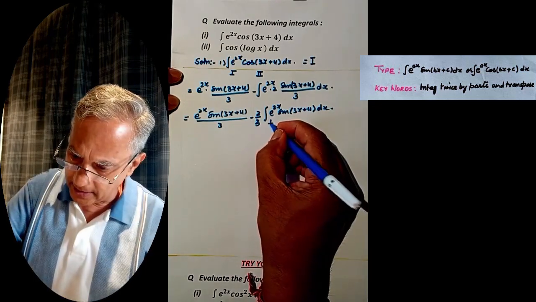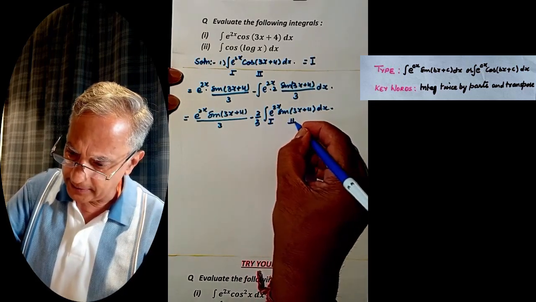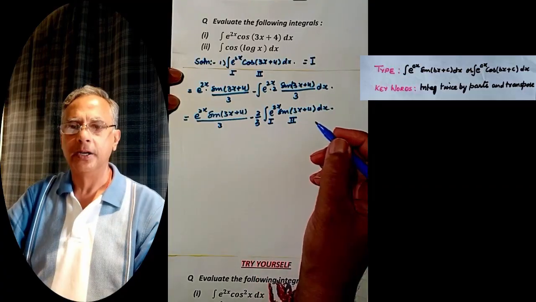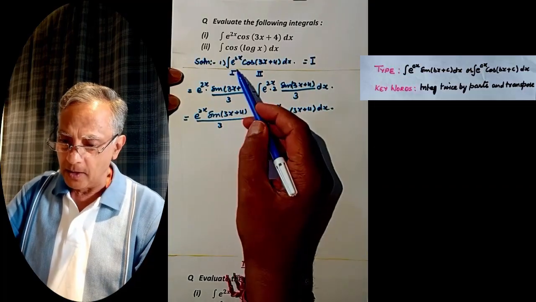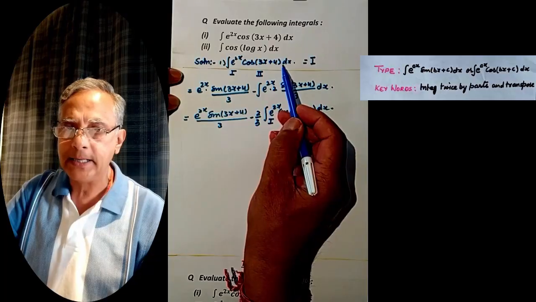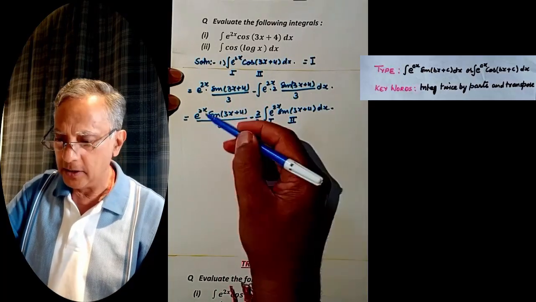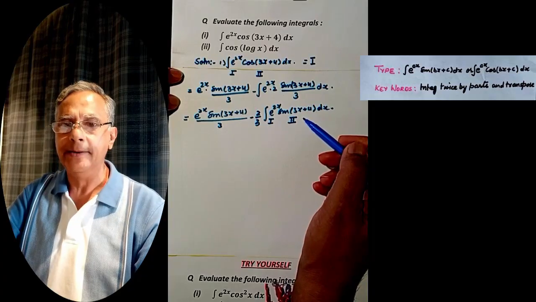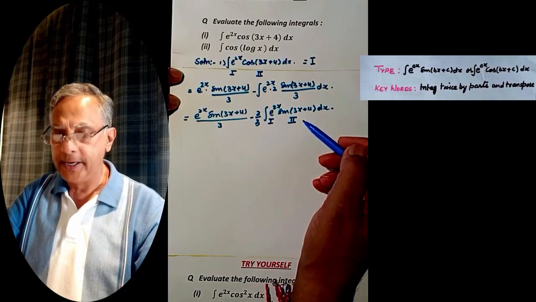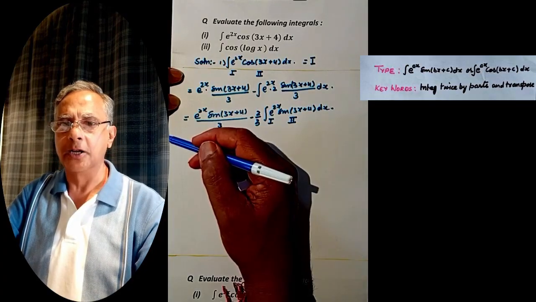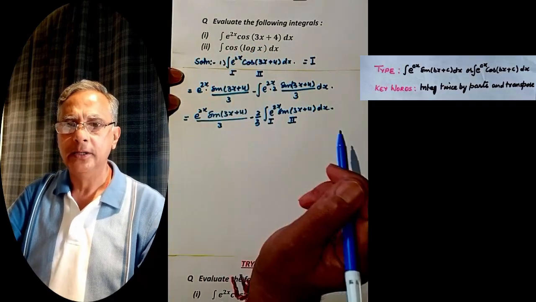Now again regard this as the first function and this as the second function. The keywords were integrate twice by parts and transpose. So once we have integrated, now we are integrating it again. We will integrate twice and transpose. This will solve this question.